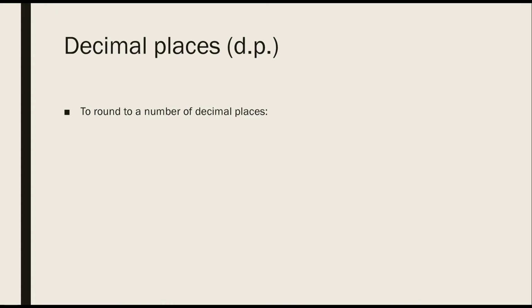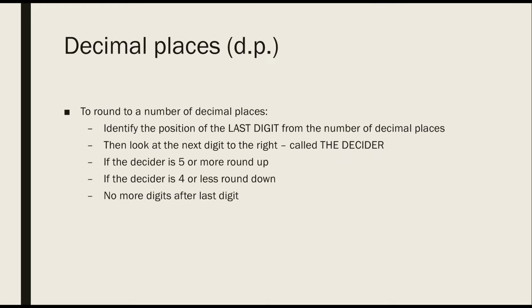You use it to round a number to a certain number of decimal places. Pretty self-explanatory. To do so, you first need to identify the position of the last digit from the number of decimal places. By the way, when I'm saying last digit, I mean the last one in the rounded version, not the original number. Then look at the next digit to the right, called the decider. If the decider is 5 or more, then round up the last digit. If the decider is 4 or less, then leave the last digit as it is. There must be no more digits after the last digit, not even zeros.